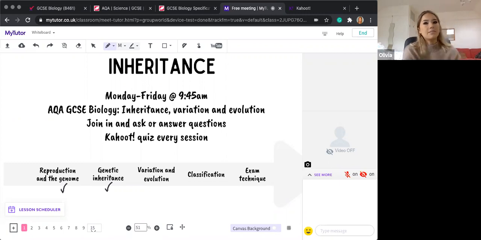Why does polydactyly need a recessive allele if it's caused by a dominant allele? So polydactyly doesn't need a recessive allele. All it needs is a dominant allele. It might have two dominant alleles, but it just needs a dominant allele, okay?